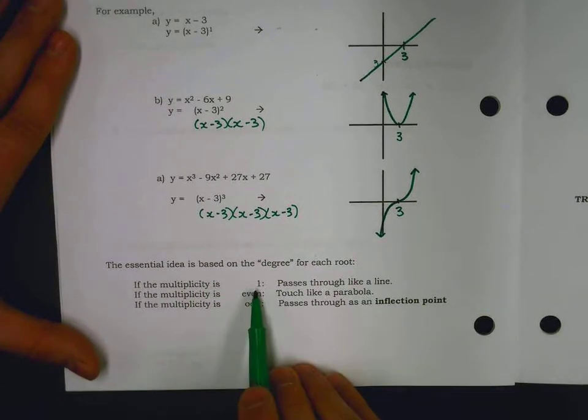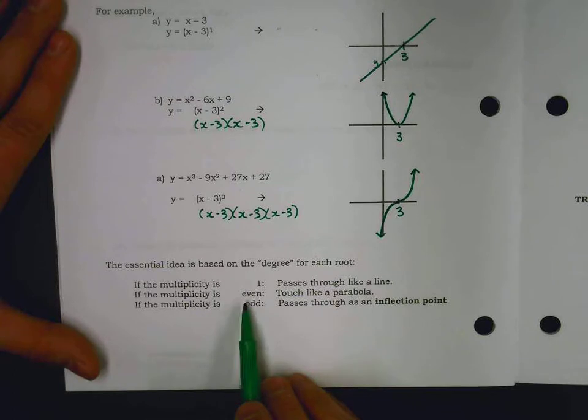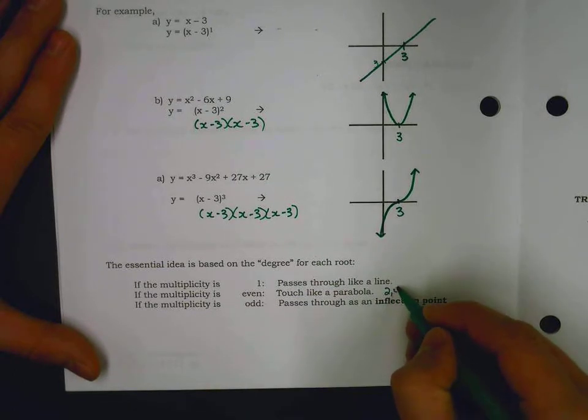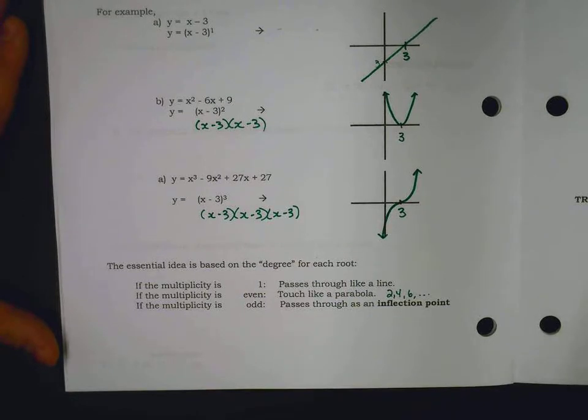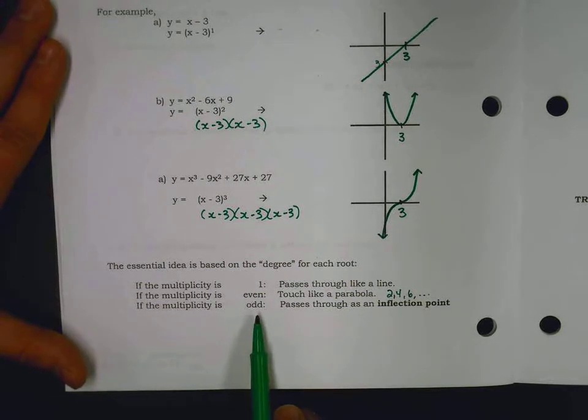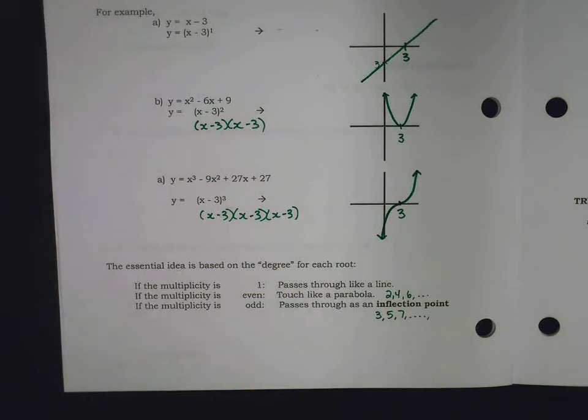If there's a multiplicity of 1, it passes through as a line. If your multiplicity is even, 2, 4, 6, and so on, it touches like a parabola. It does not pass through, it touches like a parabola. And if the multiplicity is odd, it passes through as an inflection point. Now this is the case for 3, 5, 7, 9, and so on. And these are the only 3 possible cases.